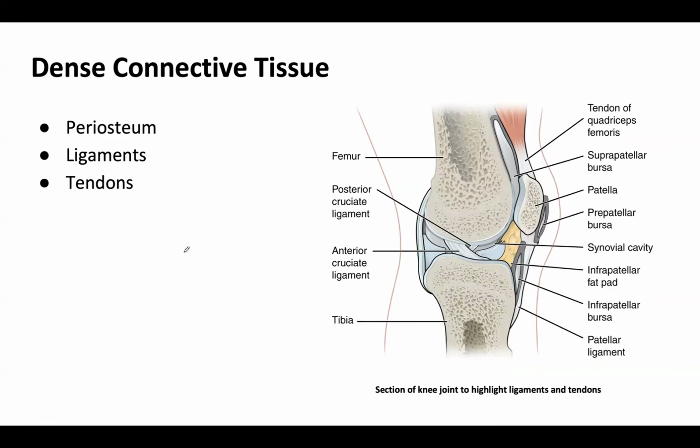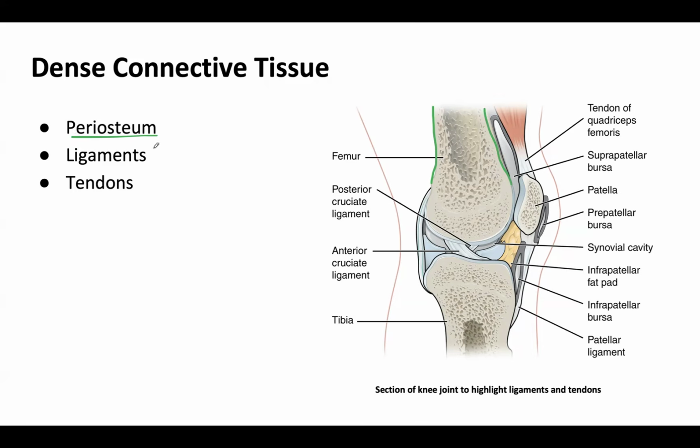Another type of connective tissue, dense connective tissue, is also on the lower end in terms of vascular supply. This plays a role in certain structures associated with the skeletal system. The first is the periosteum, which is mostly composed of dense, irregular connective tissue, and it surrounds the external surface of bone. It's tethered to the bone via thick collagen fibers.